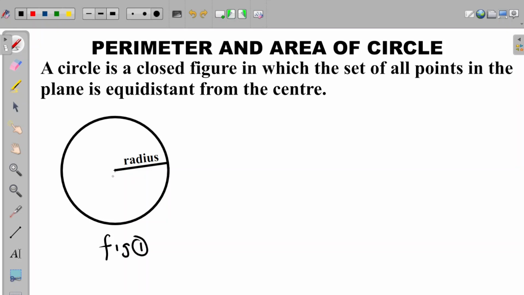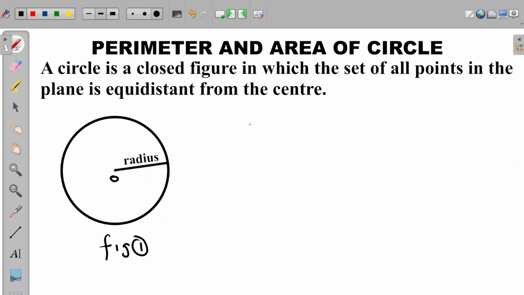So if we draw a line from this point, which is our origin, O, the center of the circle, to any point on the circumference, it is equidistant. That means they are all equal. And any line that is drawn from the center of the circle to the circumference is known as the radius of that circle.